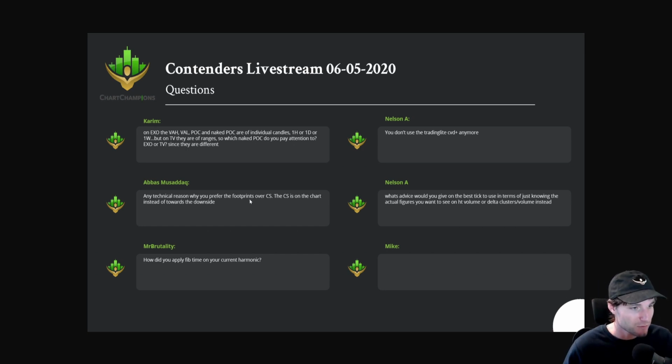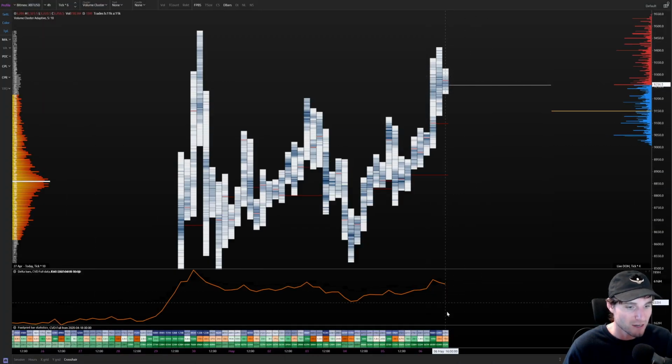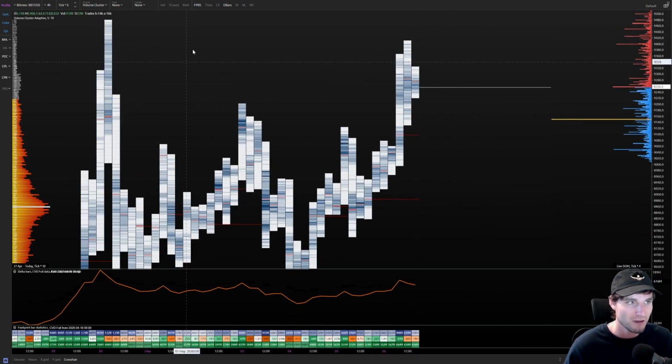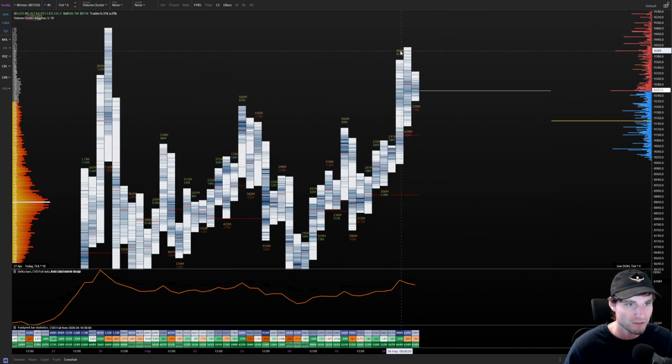Any technical reason why you prefer the footprints over candlestick statistics on the chart instead of towards the downside? I just don't need the... Well, I can see it here. So all the information that I need personally is this: the volume, the delta, and the CVD. Like, I don't need to know what they put here. So here, 908 million, I can see it here. 97 million, I can see it here. And then I see my CVD.